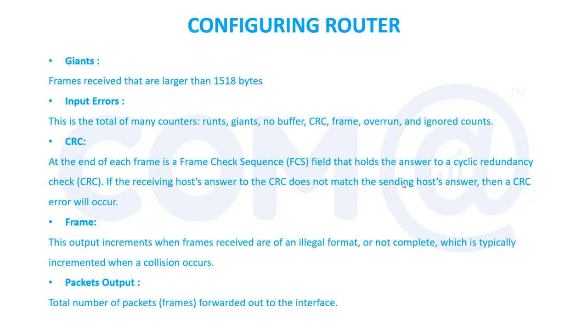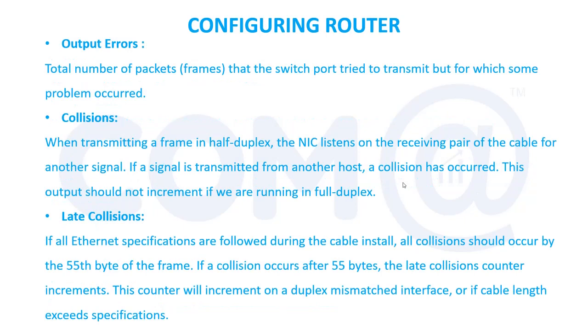We have some mechanisms like FRC, CRC, frame check sequence, FCS, packets output. All these things will help you find out where there is an error. Output errors, there are different types of errors available. If there is some disturbance in the line, you'll be getting a lot of errors into the outside network.